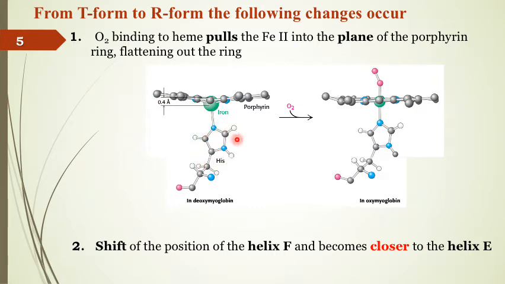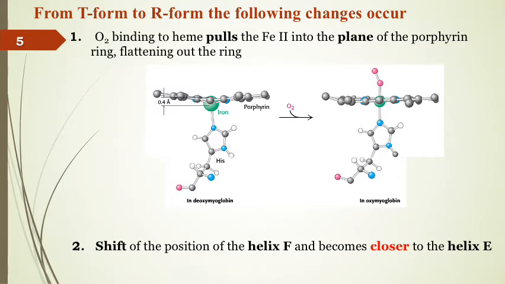Why? Because one of the histidines binds the iron and pulls the iron downward. But when oxygen, this oxygen molecule, binds the iron, the oxygen pulls the ferrous ion upward toward the plane of the ring, and the ring will become a straight line. The porphyrin ring is concave at first because the iron is pulled downward. But binding of oxygen pulls the iron upward, and pulling of the iron upward leads to straightening of the porphyrin ring, and the histidine moves upward.